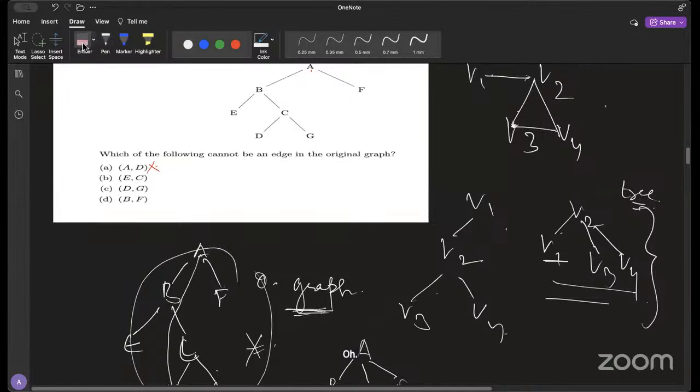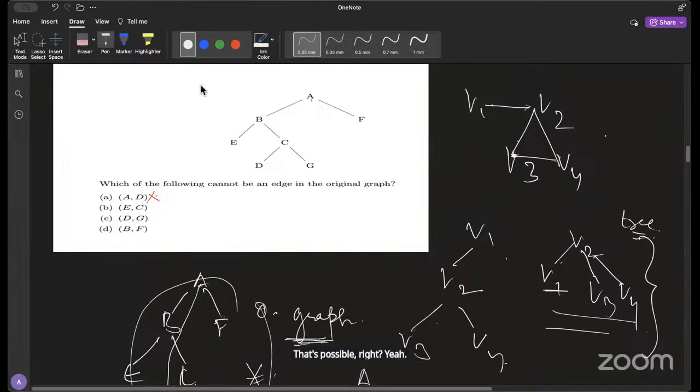Madam, can we have F and C as an edge? Possible, right? See, if you're talking about F and C, it's because you scan it here first, and then even if C is under F, it's already there. So this can be an edge, but yes, this is possible in the original graph. We're talking about the original graph. So, ma'am, only option A is right now. Yeah, only this cannot be an edge.